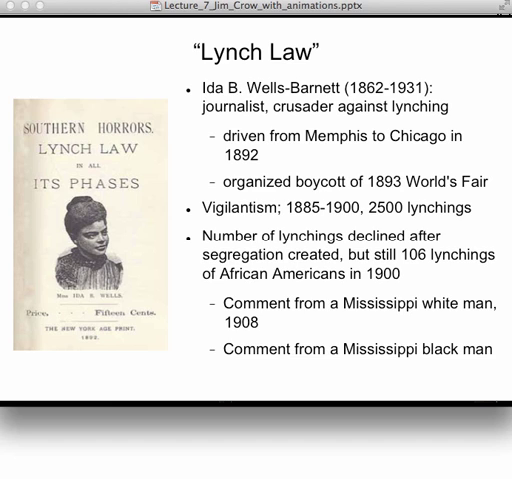Wells Barnett, in a number of books and in many newspaper articles, tried to defeat the stereotype of the black male rapist, because the justification for many lynchings was that white people believed that African American males wanted nothing more than to have sex with white women, and that they would stop at nothing to achieve that goal.